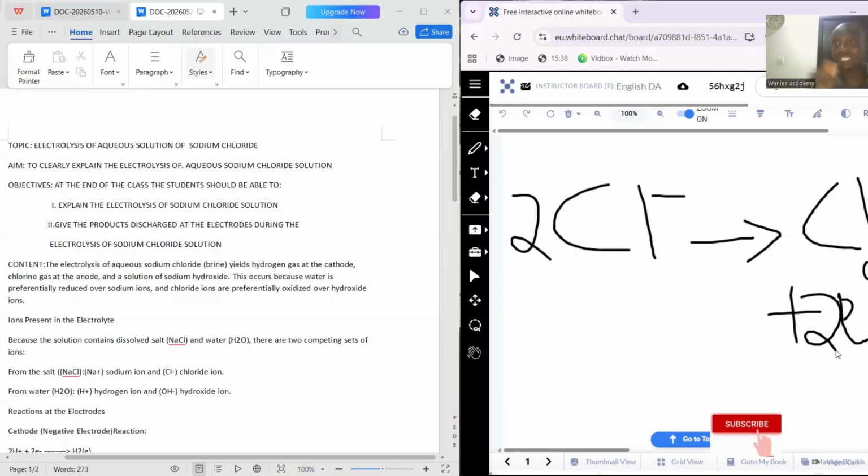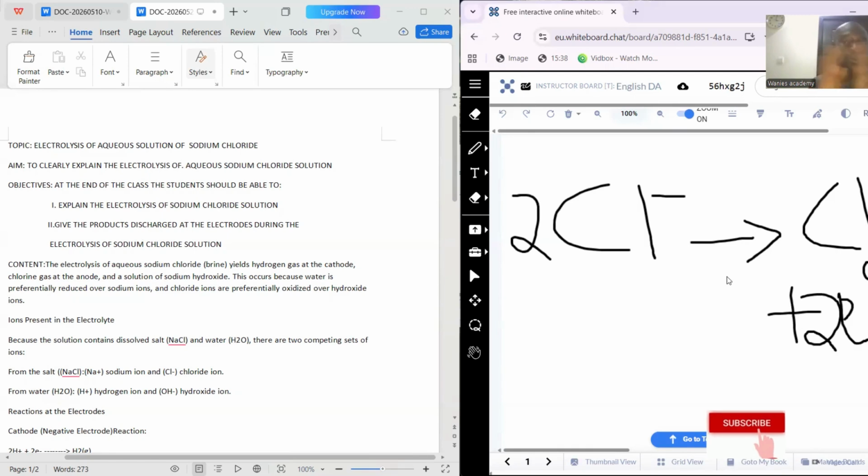But on the other hand, if the solution is a very dilute salt solution, not concentrated, chlorine gas will not be discharged. What will be discharged will rather be oxygen gas. That is, if the solution of the salt is dilute, chlorine gas will not be discharged at the anode. So take note of that, very, very important. Chlorine gas is only discharged at the anode if the solution is a concentrated solution of sodium chloride. So take note of that.